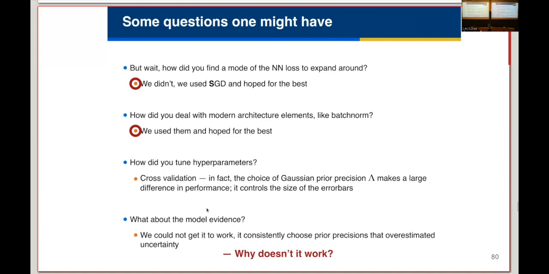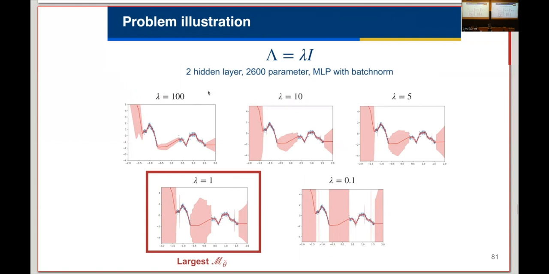Before, we were tuning hyperparameters with cross-validation, and with the model evidence we didn't get it to work. Actually, I can tell you what happens in this example. You can choose different prior precisions, and you will get different predictive uncertainties. The effect of the prior precision on the uncertainty is very important. You want the right value of the prior precision to get accurate uncertainties. If the precision is too high, then you underestimate uncertainty quite a lot. And if it's too low, you overestimate uncertainty. So you want to have the right value there.